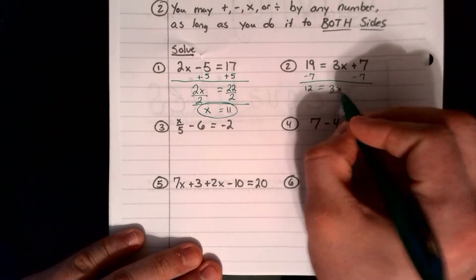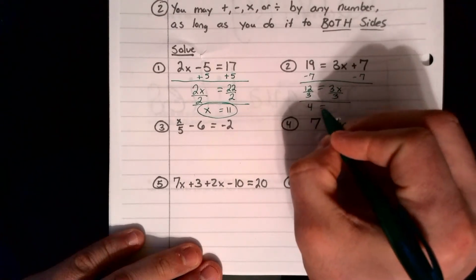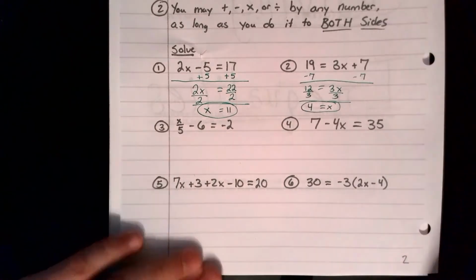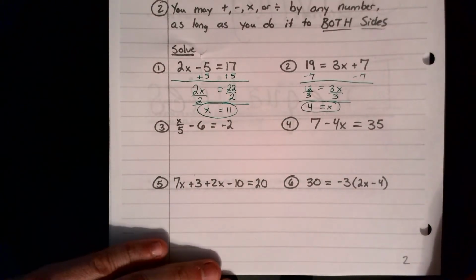We've got to get rid of the times 3, so we divide by 3 on both sides, and we get 4 equals x. Hopefully this is old news that you guys remember from a few units ago.